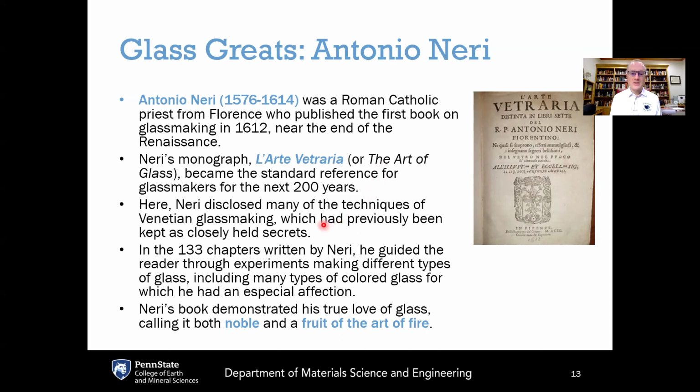In this book, Neri disclosed many of the techniques for Venetian glassmaking. Venice had been the center for glassmaking for hundreds of years. And there were 133 chapters in this book. He guided the reader through different experiments, making different types of glass, many different colors of glass. And his love of glass really shines through. He called glass noble. He referred to it also as a fruit of the art of fire.